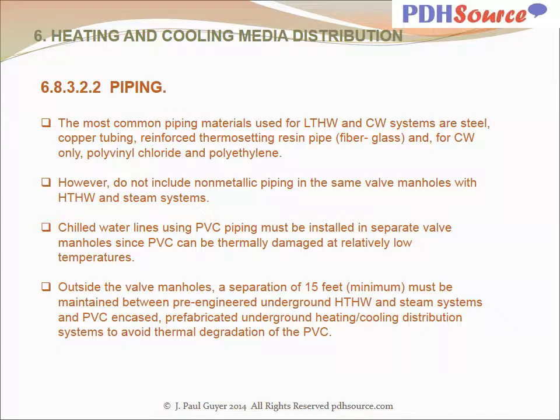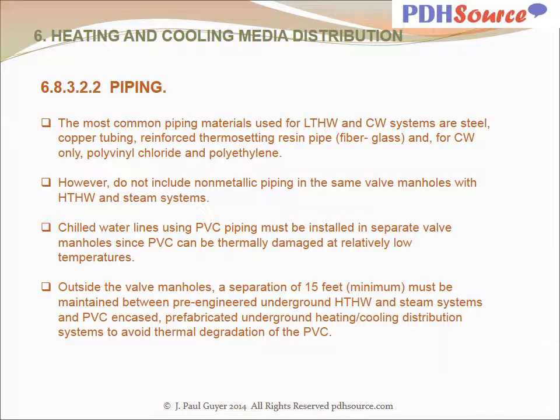With regard to piping, the most common piping materials used for low temperature hot water and chilled water systems are steel, copper tubing, reinforced thermosetting resin pipe, fiberglass, and for chilled water only, polyvinyl chloride and polyethylene. However, do not include non-metallic piping in the same valve manholes with high temperature hot water and steam systems.